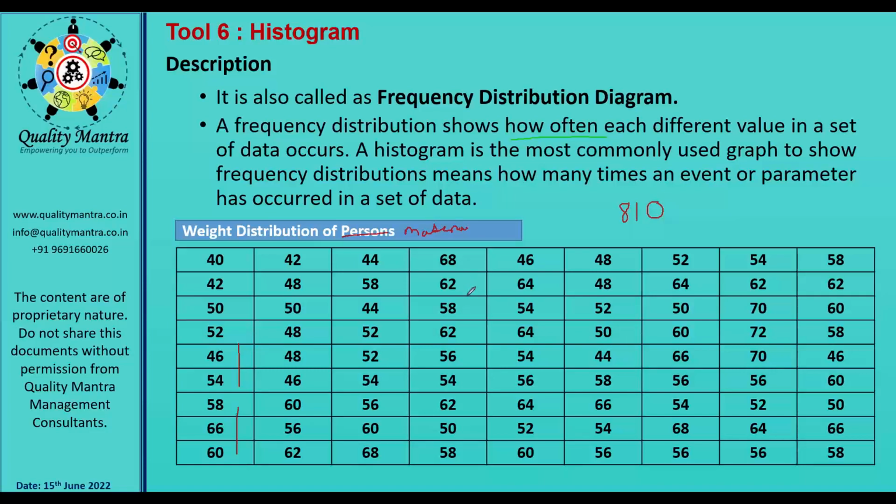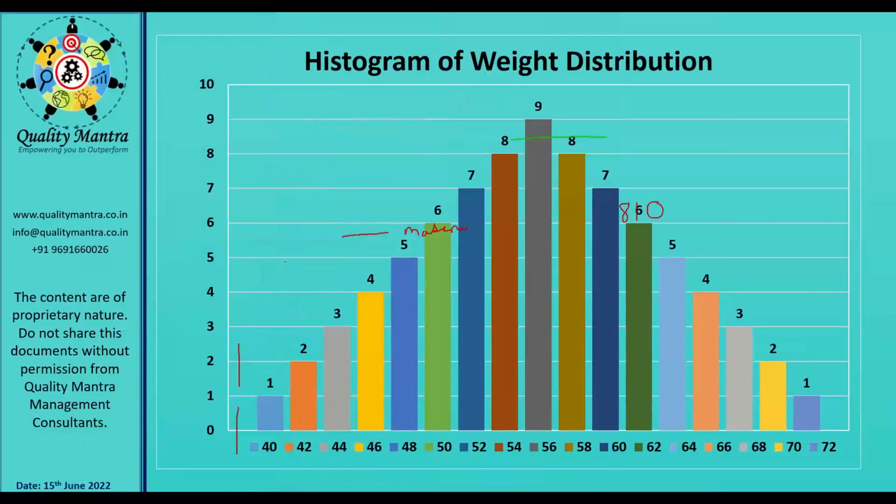So for that you need to use the histogram. The histogram is the tool which will tell you which value in a set of given data has appeared how many times. Yeah, 58 appeared 8 times. So now it will take a lot of time for you if you check it, that's why we will convert it into the histogram. So the histogram of the weight distribution will look like this.